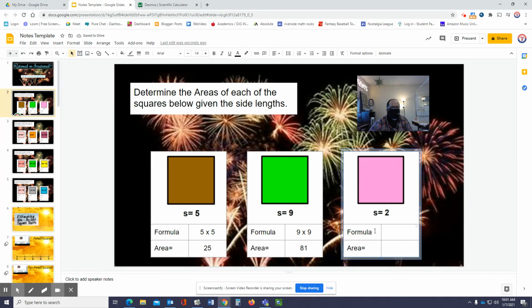And the last one is a side of 2. So the formula, I'm going to take my side length, which is 2, and multiply it by itself. 2 times 2. Now this one I do know, 2 times 2 is 4, so I just put a 4 there, and now I've found the areas of each of my squares.